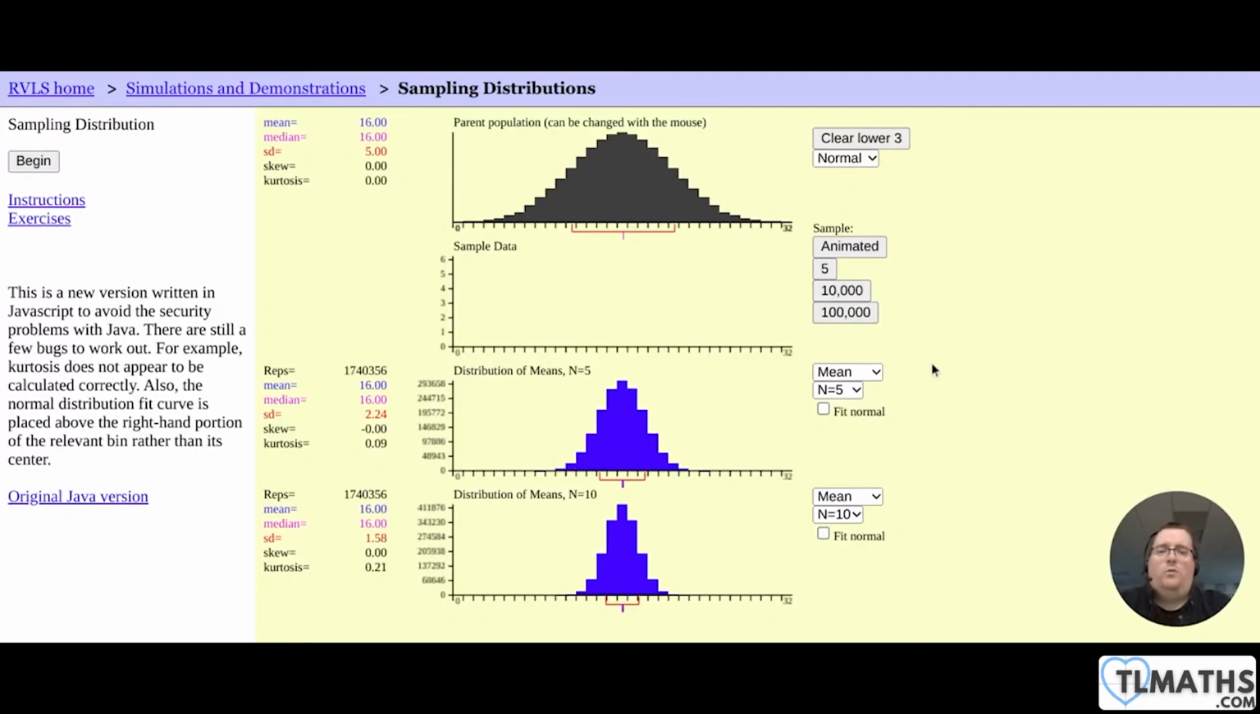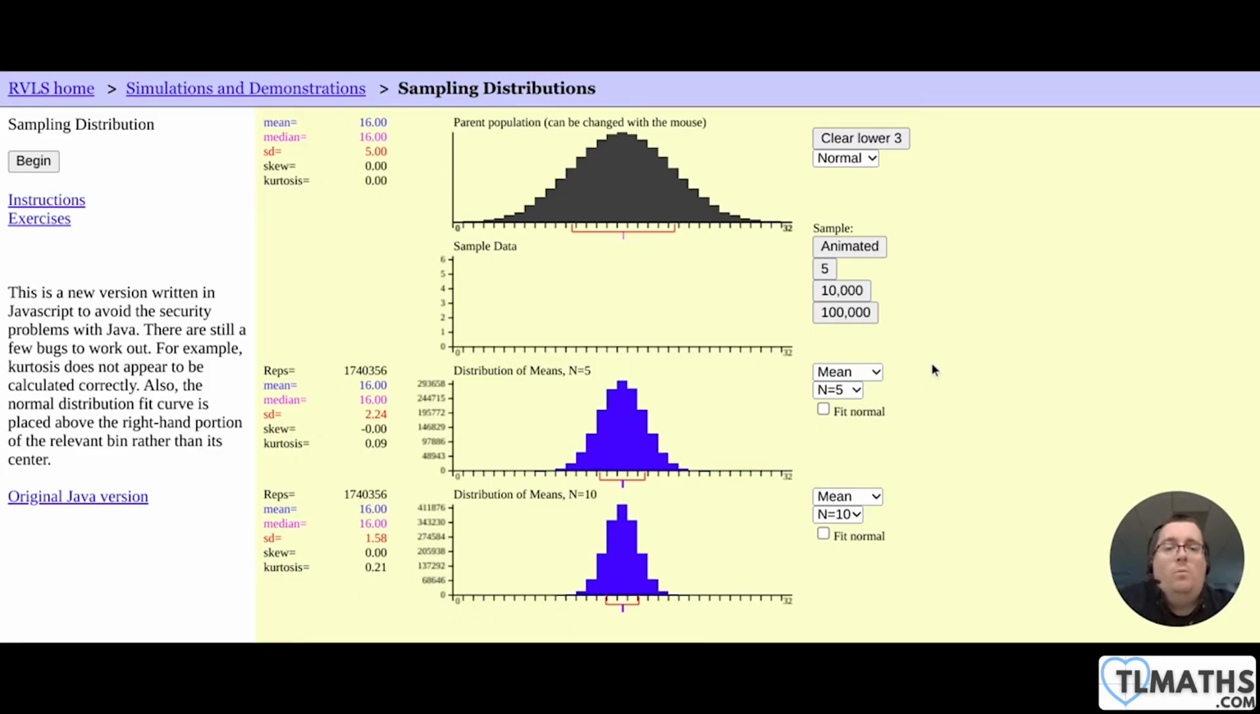Let's see, what do we notice? Well, the two graphs have the same mean. The top one is 16, the bottom one is 16. The standard deviation of the top one is 2.24, the bottom one is 1.58. So how am I getting those values? 2.24, 1.58.